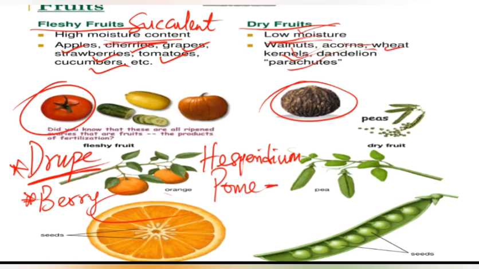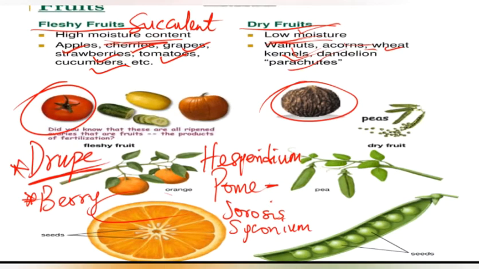Okay, we have other fruit types that we call sorosis. They are also under fleshy fruit. Sorosis is where you see pineapple and breadfruit. We include them under sorosis. We have another group that we call syconium. Syconium is where you will see fruit like the fig fruit.